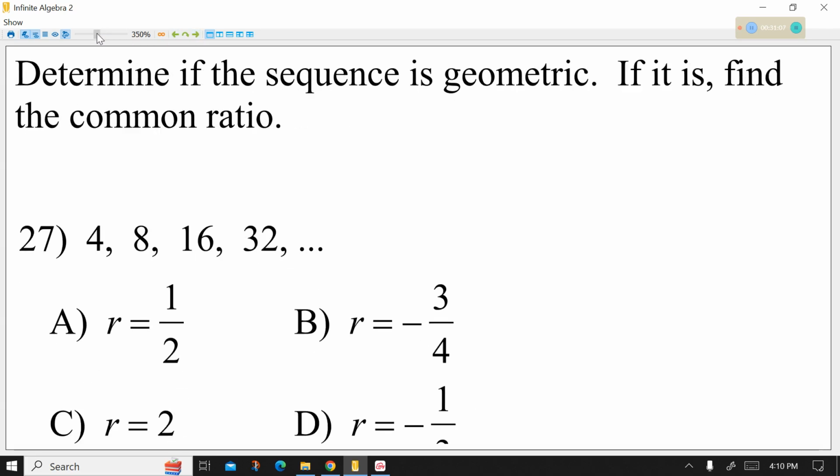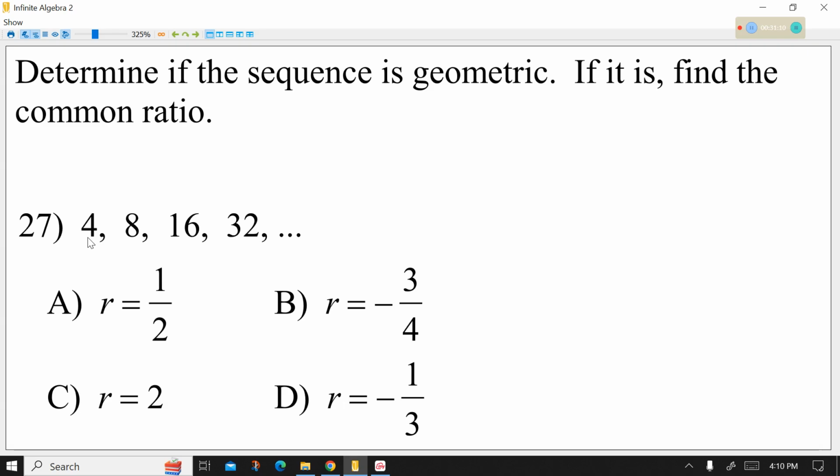In this example, we can see that the numbers are increasing, and it looks like they're getting multiplied by 2 every time. So in this case, we should be able to tell the answer is a ratio of 2. I'm trying to focus on the amount of time that should pass when you do these.